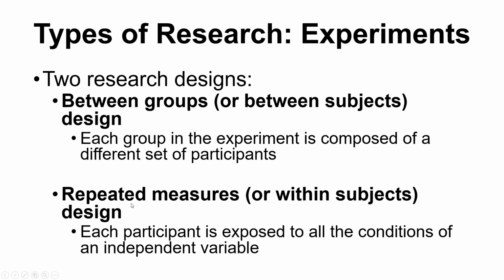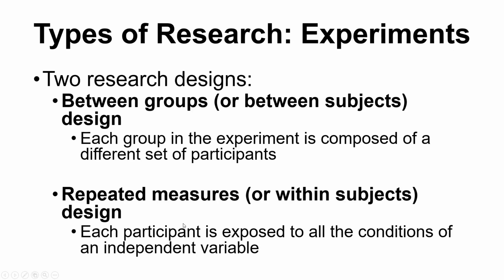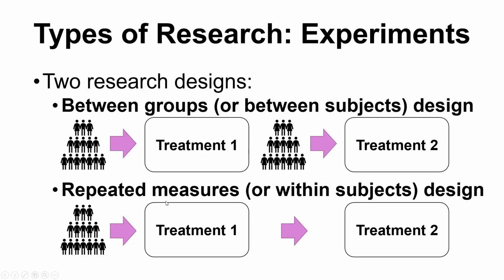The other option, where we're having a single group exposed to two different conditions, that's called a repeated measures or within subjects design. And this is because each participant is going to be exposed to all of the conditions of our independent variable. So back to our visual here, we only have one group of participants this time, and they'll be exposed to treatment 1, which might be our experimental treatment, and then after that, they'd be exposed to treatment 2, which might be our placebo.